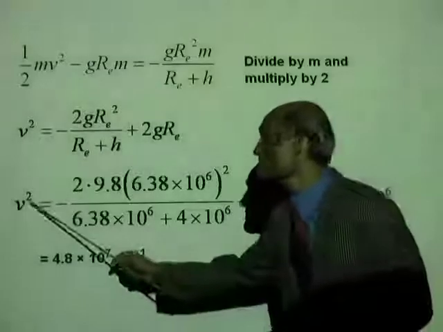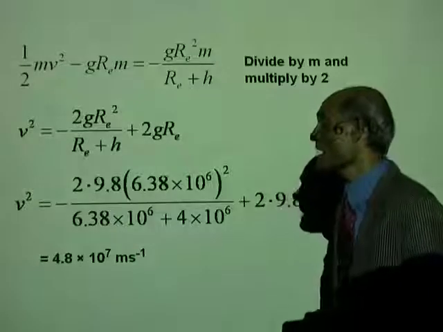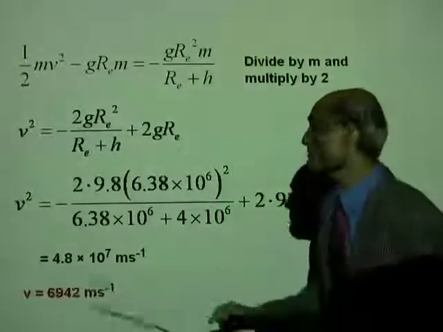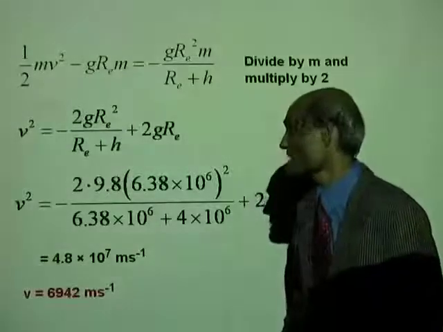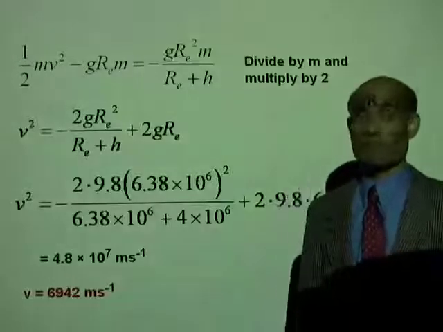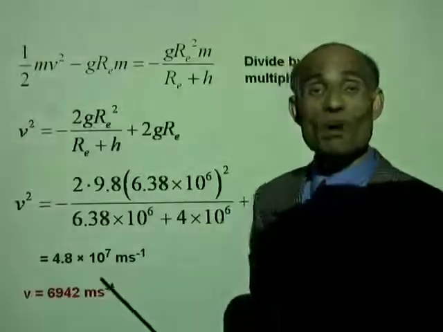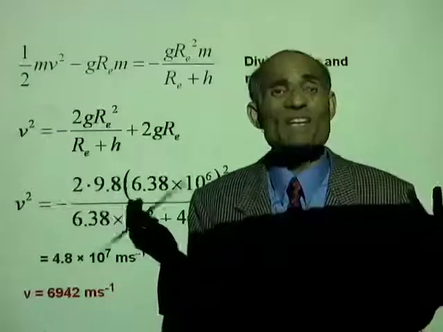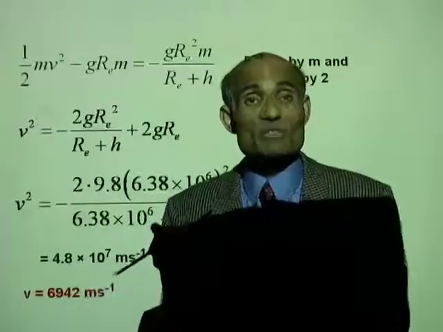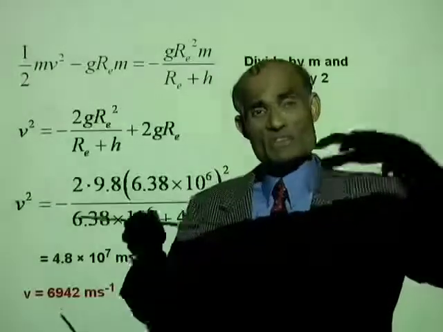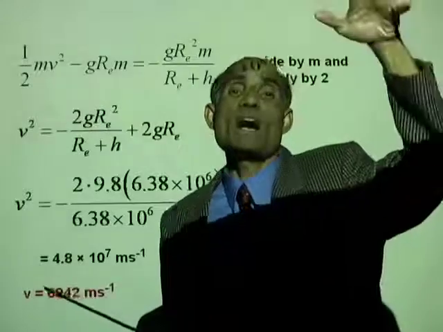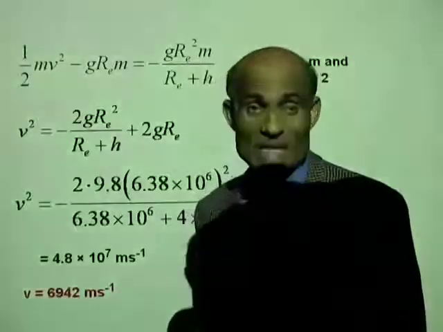And that gives me v squared is 4.8 times 10 to the 7 meter per second. Therefore, v is 6,942 meter per second. You can see the method of all such problems is almost the same. We use the conservation of energy. The total energy at the surface of the earth equals the total energy at other place, wherever that is.